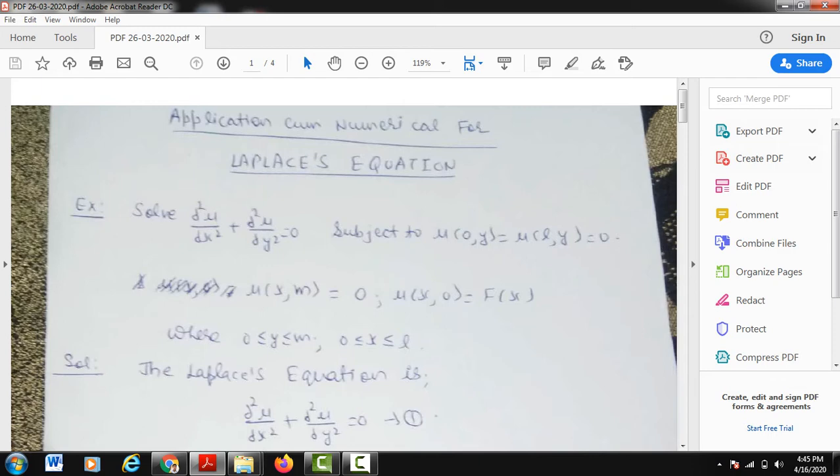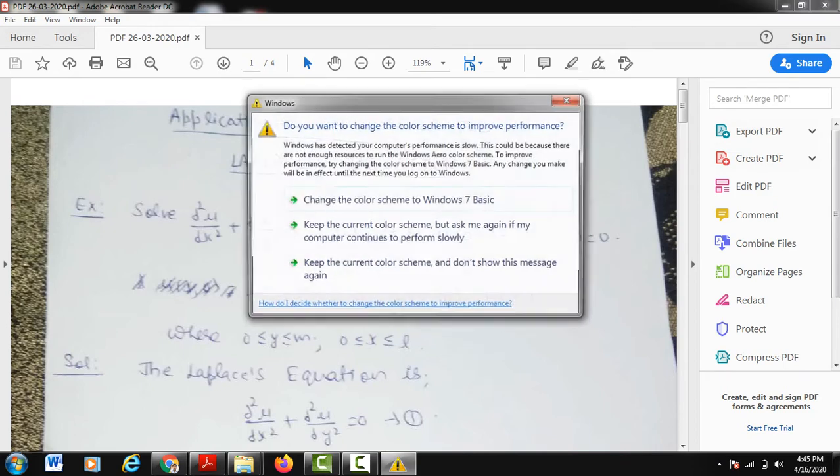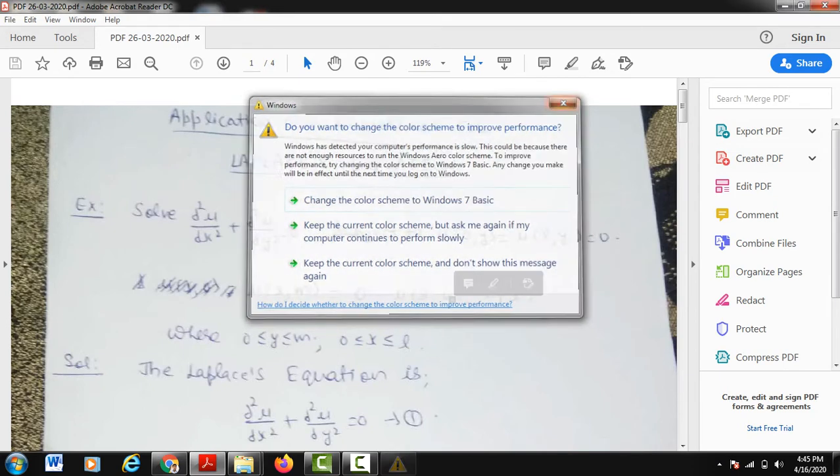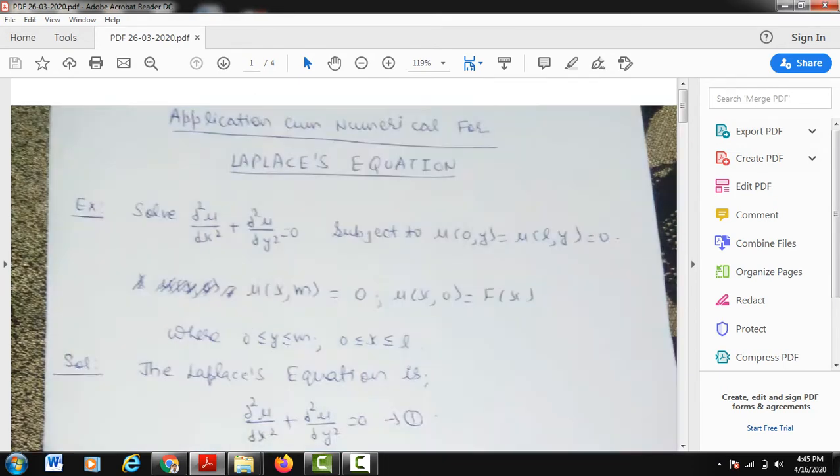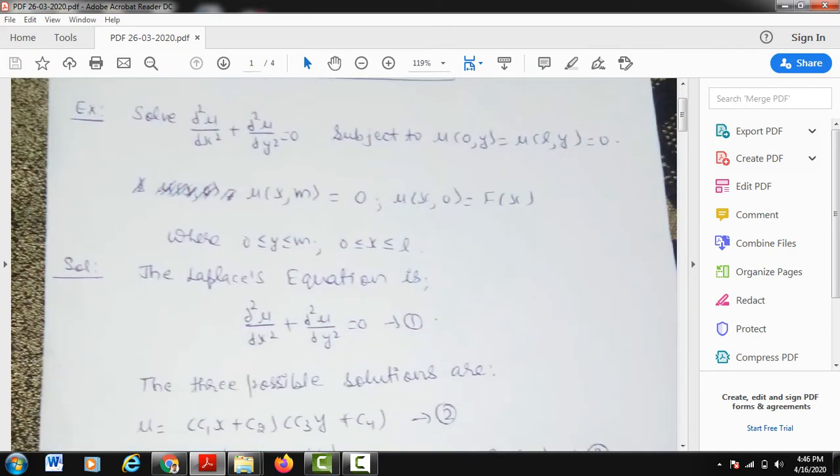And the other conditions are u(x,m) is equal to 0, means when y is equal to m and x is fixed, the value of u is again 0, and u(x,0) is equal to f(x). That is, when x is fixed and y is equal to 0, the function u is equal to f(x). Okay, and y varies from 0 to m and x varies from 0 to l. So let us discuss its solution.